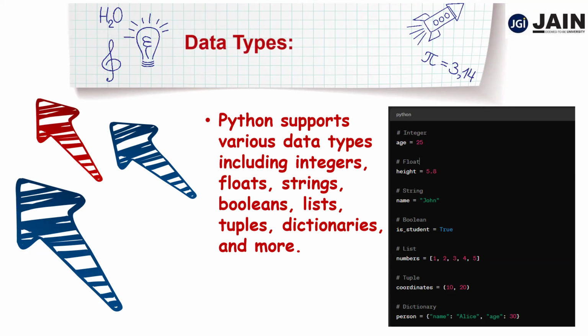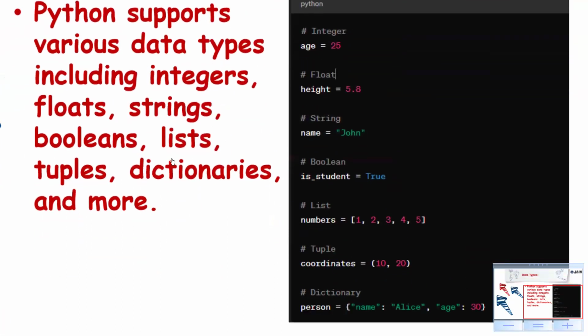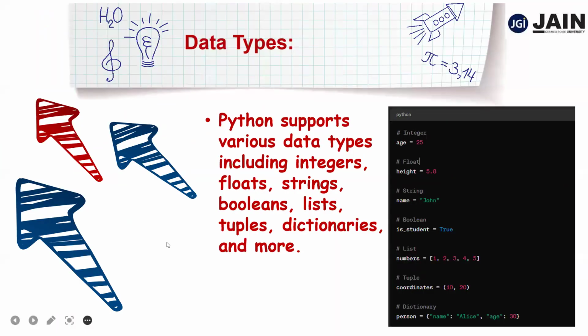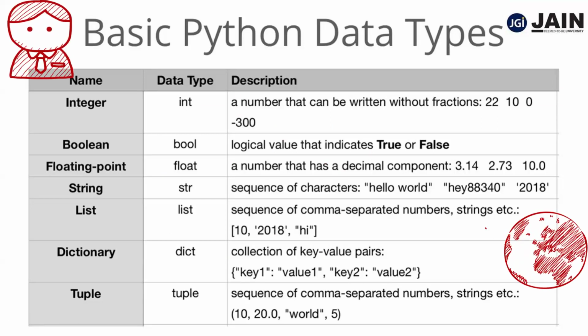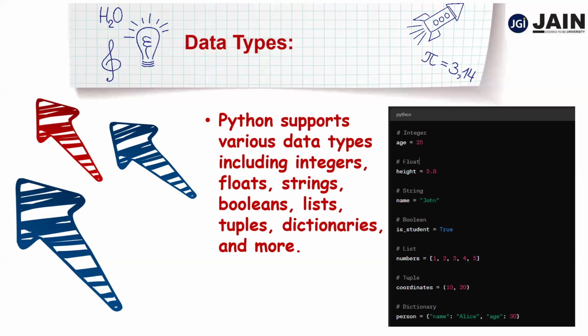Python supports various data types including integers, floats, strings, booleans, lists, tuples, dictionaries, and more. These are examples of data types. Age 25 and float height is equal to 5.8. Name John.